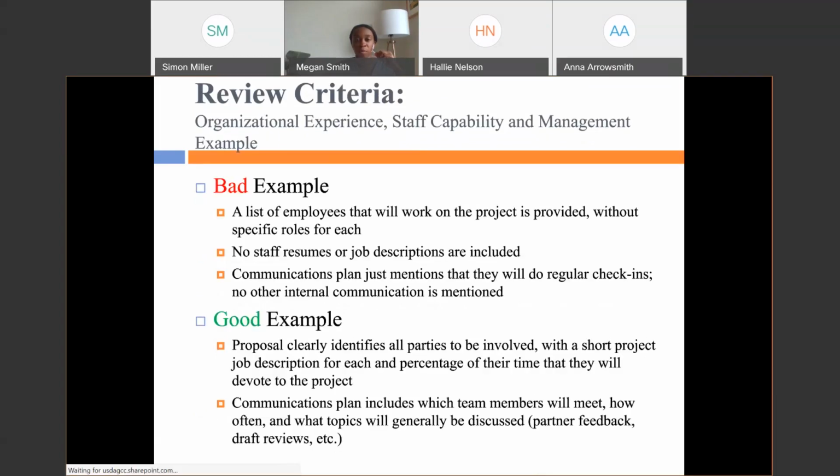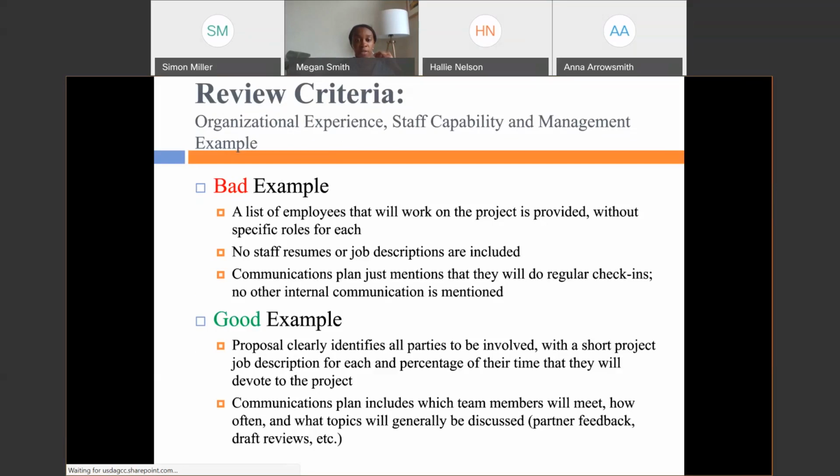Now we will go through a couple of examples to better understand how this criteria will be evaluated. Bad examples may include employees who work on the project being listed, however, their specific roles are not listed in the application. No staff resumes or job descriptions are included, and/or the communications plan just mentions that they will do regular check-ins. No other internal communication is mentioned.